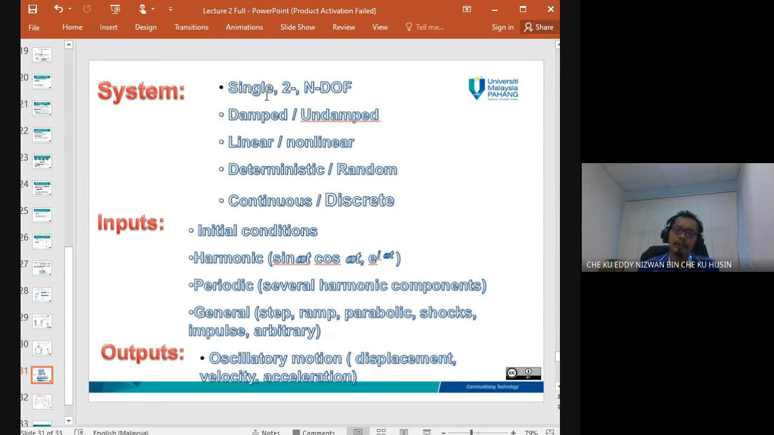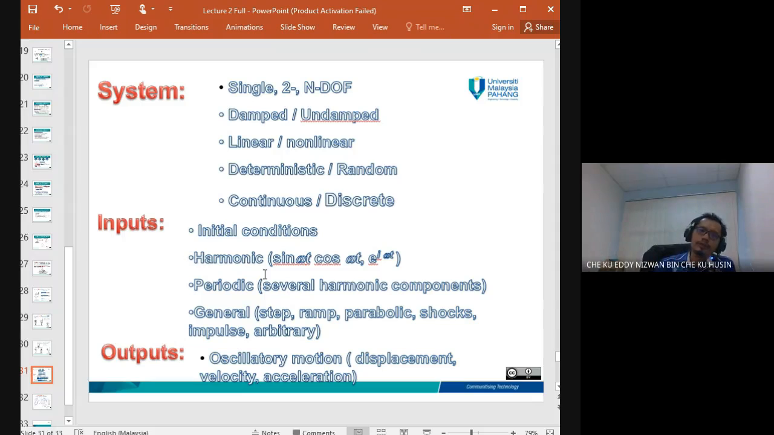Then how you model it: single or two degree, damped, linear, deterministic, random, continuous, discrete. If you excite the system with harmonics, that is forced vibration, and it depends on the system. What is the value for the stiffness? What is the value for the mass? It's very important because it relates to the natural frequency. If you excite with harmonics, what is the speed, the omega here? If omega is close to the natural frequency, then the output will have higher vibration. And the frequency depends on the excitation frequency. That's the relationship.